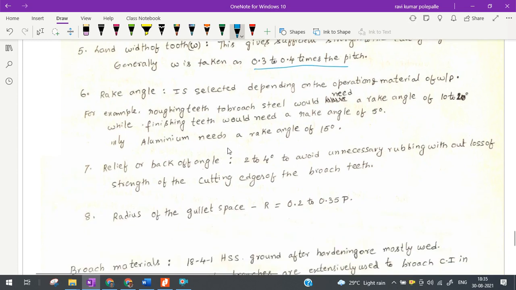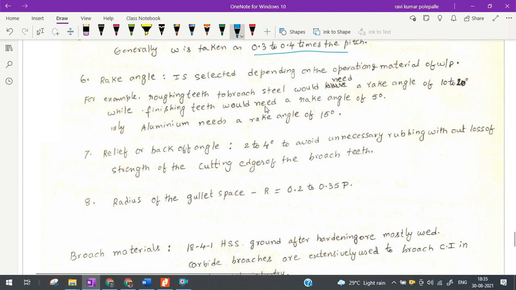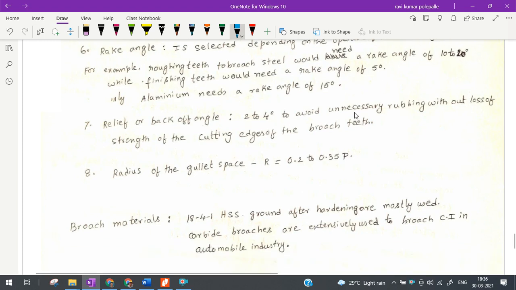Rake angle. See, rake angle is taken depending upon the work material and tool material combinations. Further, it is going to be taken depending upon the nature of the teeth, whether it's roughing teeth or finishing teeth. For example, for roughing teeth, I can have 10 to 20 degrees of rake angle. For finishing teeth, it can be only 5 degrees.